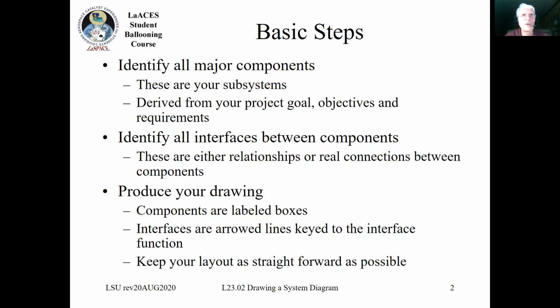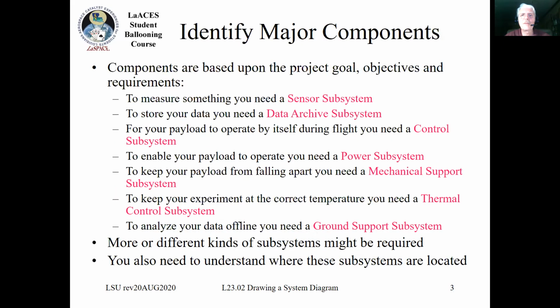You should have components, which should be boxes that are labeled. Your interfaces should be lines with arrows indicating the direction. And you want to keep your layout as simple and straightforward as possible so that it is well understood. All right. So your major components, like we've talked about, you've got a sensor system, a data archive, control, and so on. So you derive these kinds of things from your goal, objectives, and requirements.